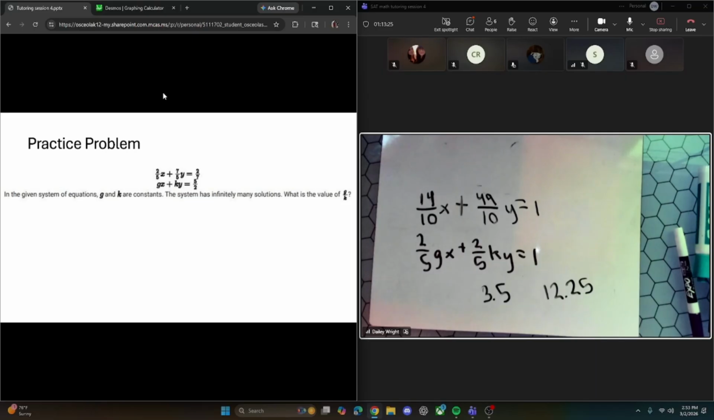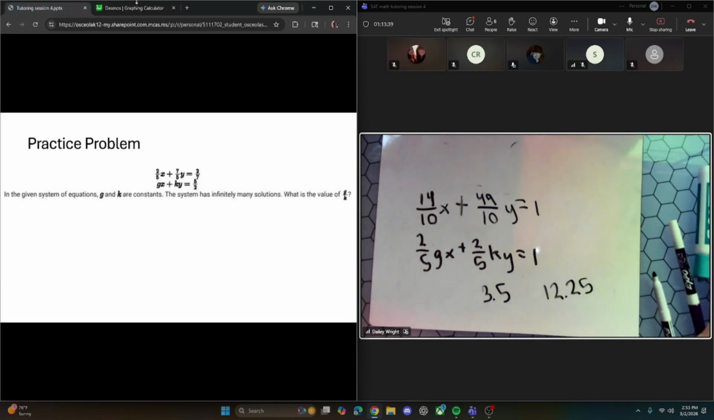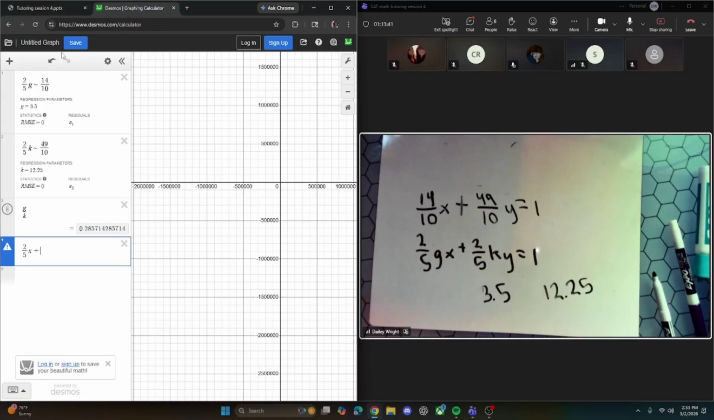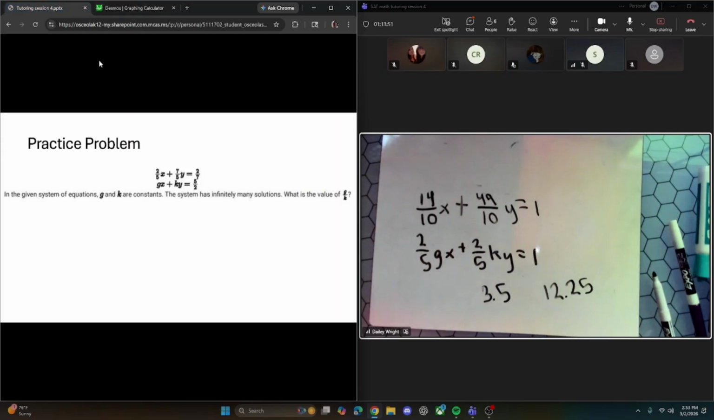And if you want to check these answers, just plug the equation back into Desmos. 2 over 5x plus, what was it, 7 over 5y equals 2 over 7. So this is that equation. And now you have your g and your k.